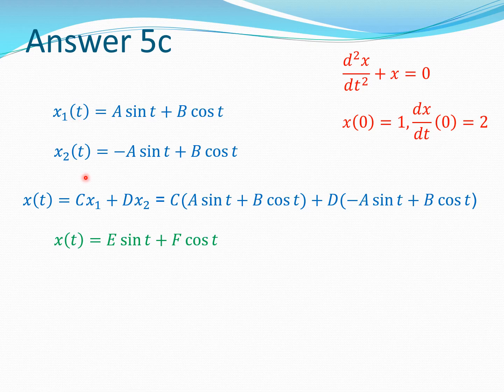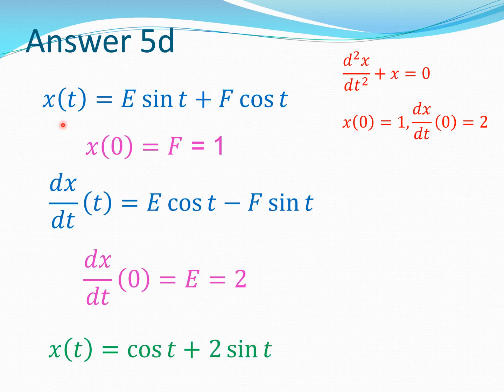Now, of course, I can take these two solutions and put some constants here, c and d. And then if I put these particular solutions back here, I can combine the terms involving sin and cos, and I end up with the general solution, which is x(t) is e sin t plus f cos t.